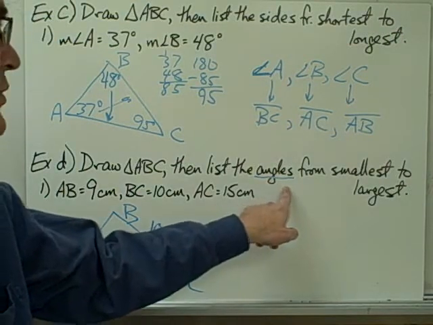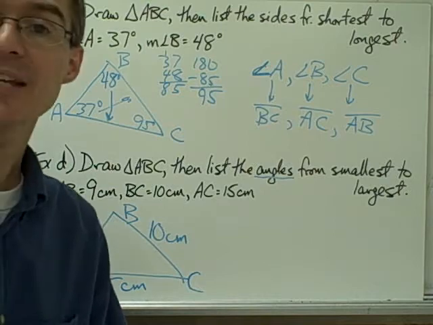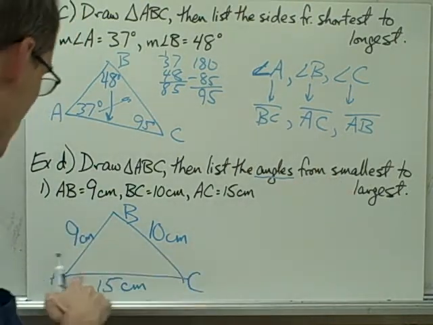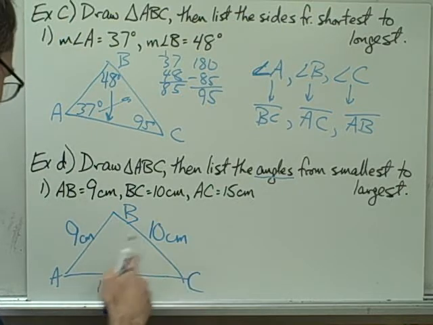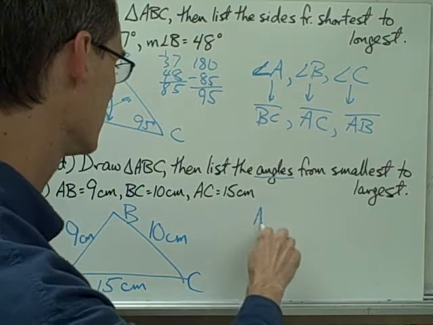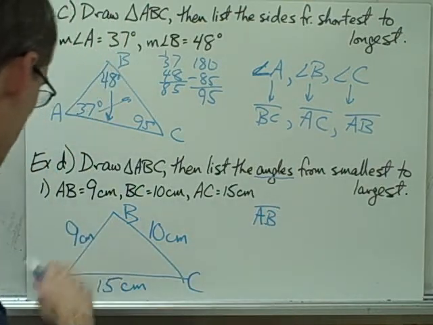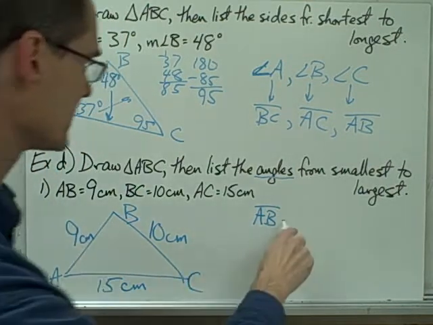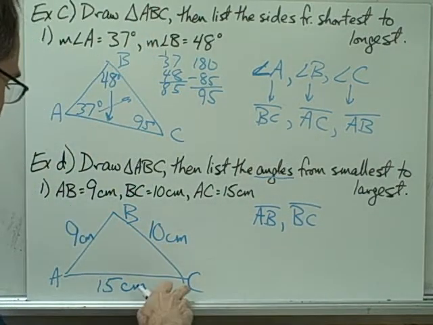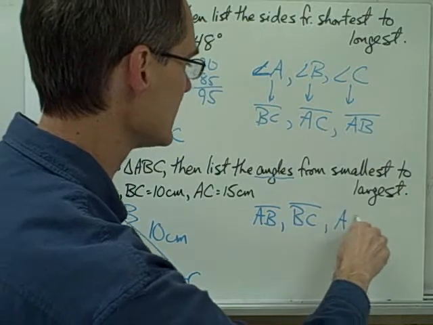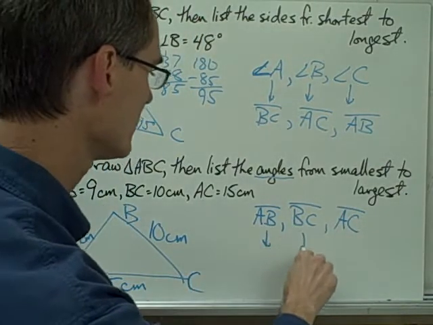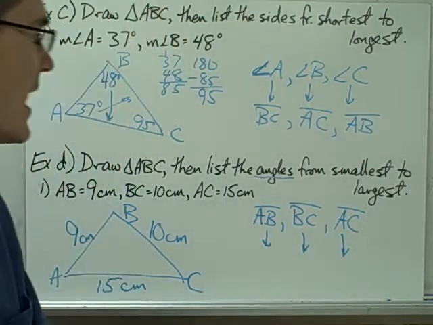Now I want to list the angles from smallest to largest, but since I don't have any information about my angles, I'm going to have to first list my sides from shortest to longest. So let's see. My shortest side is going to be side AB, that's 9 centimeters. My medium side is going to be side BC at 10 centimeters. And my longest side is going to be side AC, which is 15 centimeters. So I have shortest, medium, and longest sides.